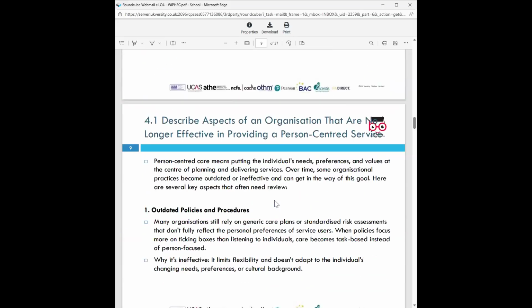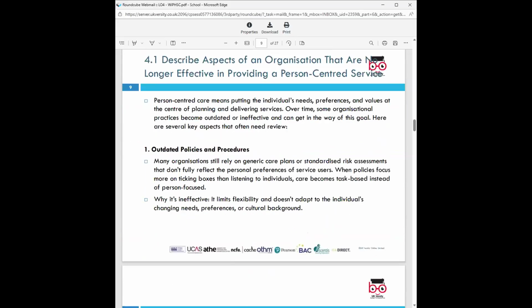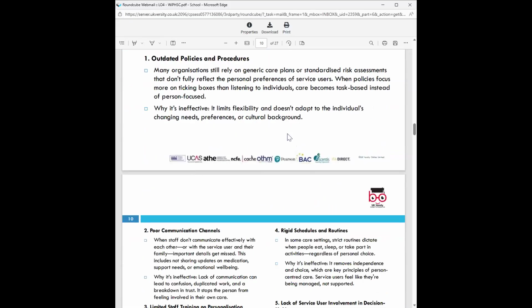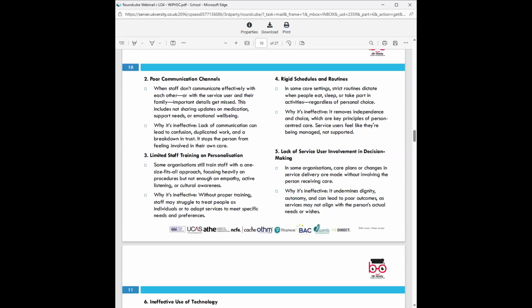So 4.1, describe aspects of an organization that are no longer effective in providing a person-centered service. Person-centered means putting the individual's needs and preferences at the center of everything. So outdated policies. Many organizations rely on outdated policies. When policies are outdated, it's ineffective, isn't it? If a policy is outdated, it's not going to be effective and not up to date, so there's going to be risks involved. So make sure all the policies and procedures are up to date.